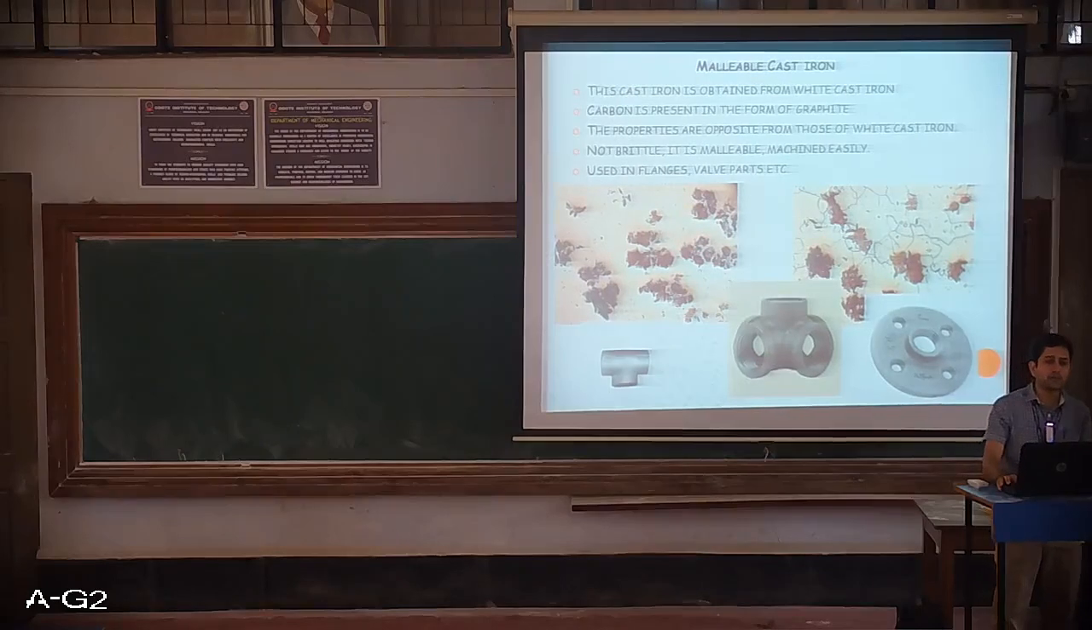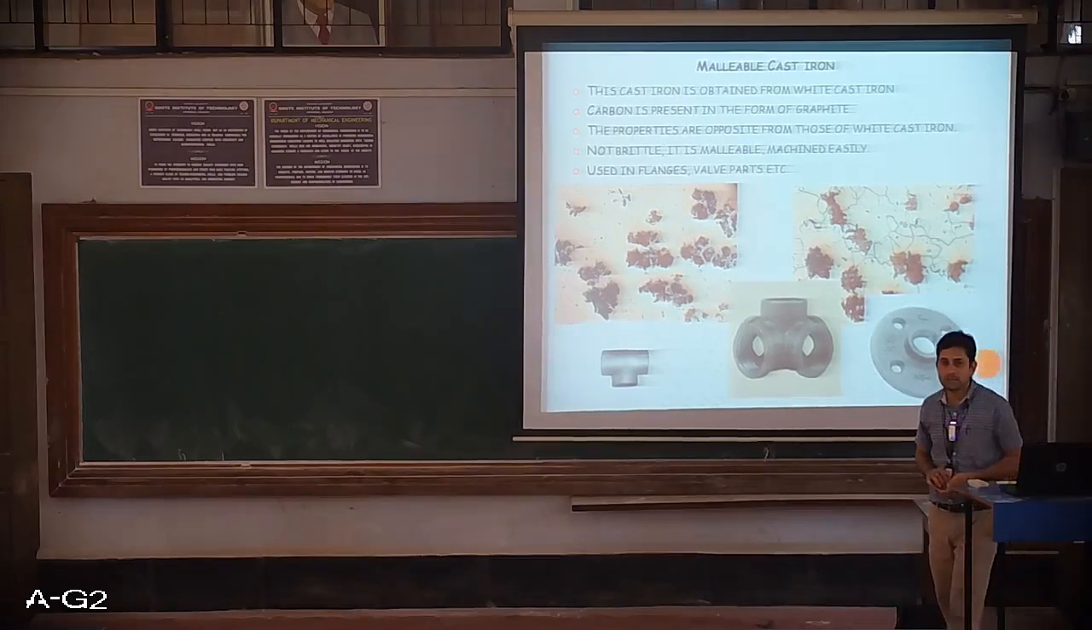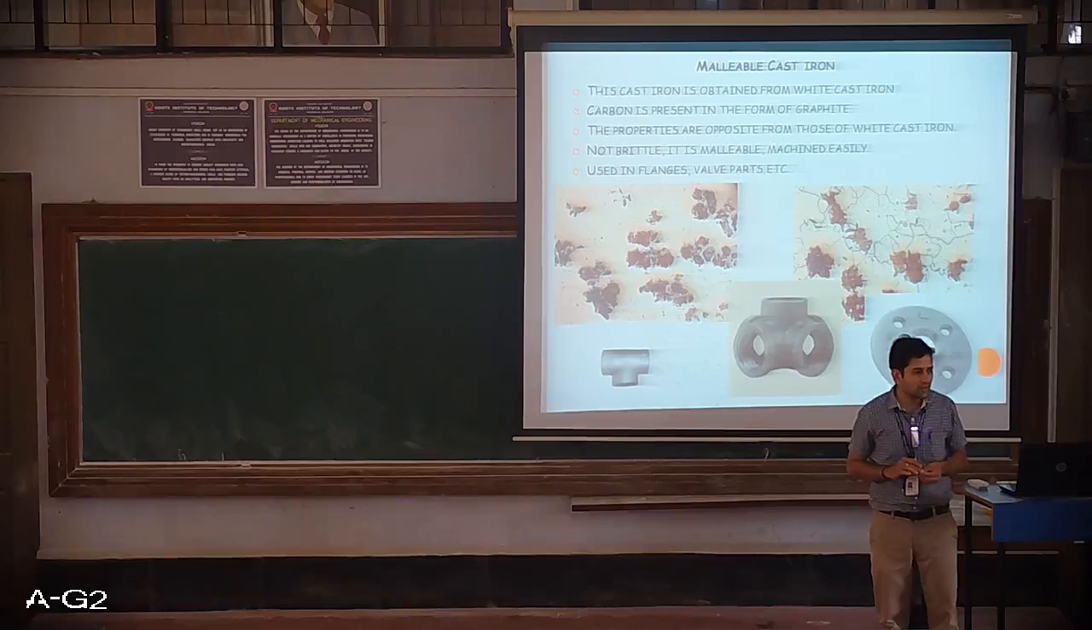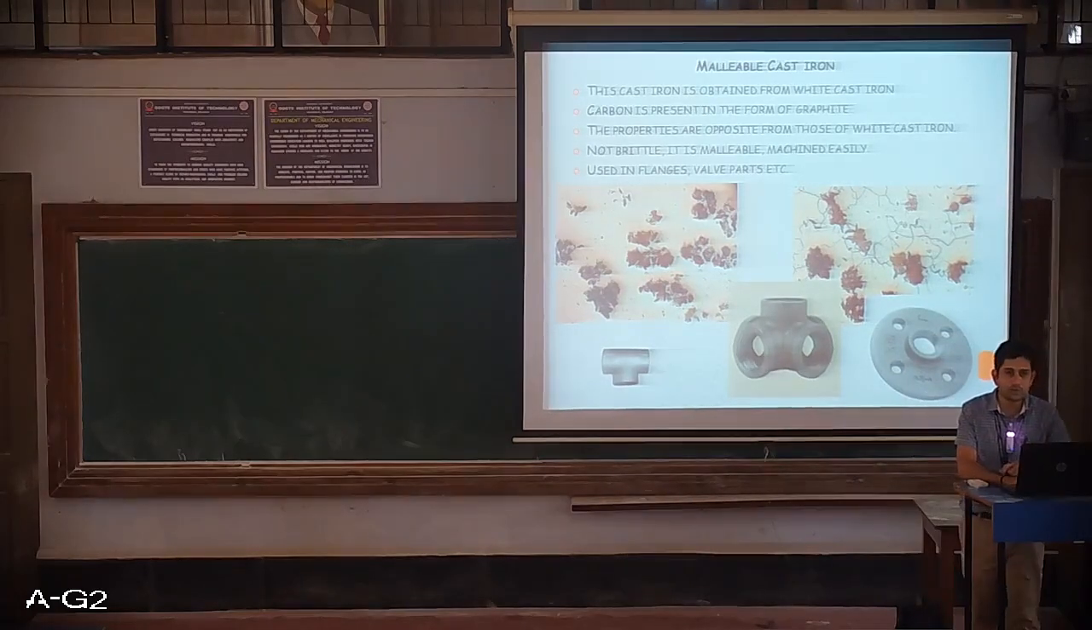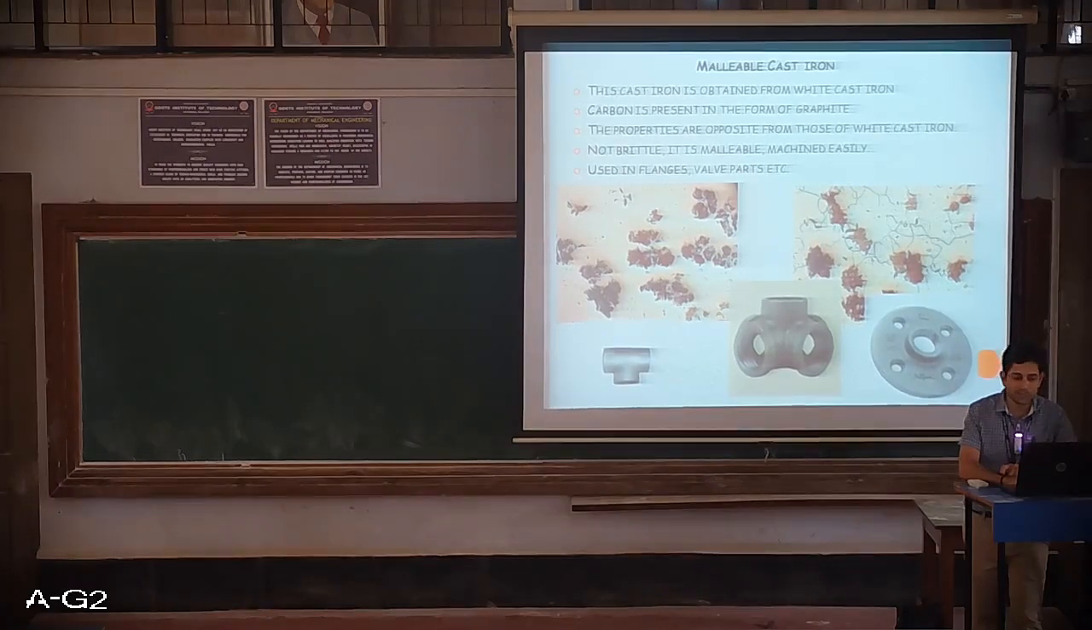The next type of cast iron we are going to discuss is malleable cast iron. Here you should remember that malleable cast iron is obtained from white cast iron. Here the carbon is in the form of carbide. The properties are just opposite to those of white cast iron. They are not brittle, they are malleable, and that's why the name malleable cast iron. They can be machined easily, and they are used in making flanges and valve parts.